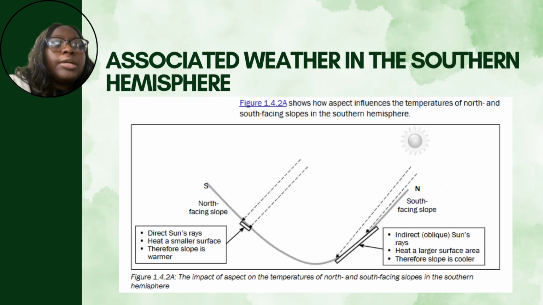Alright, so this is an image that might be easier. They might ask you to draw the difference of the influence of aspect on the north and south facing slopes in the southern hemisphere.